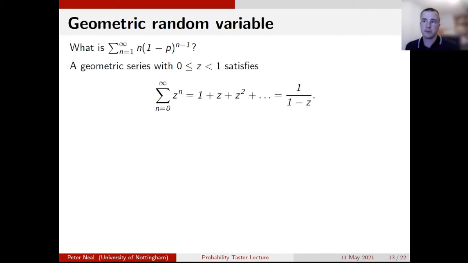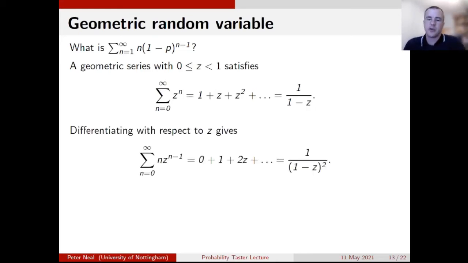So if we add up, I'm going to start here at 0. We start the sum 0 to infinity of z to the power n. This is equal to 1 plus z plus z squared, and so on. And we can show that this is equal to 1 divided by 1 minus z. This is why we want z to lie between 0 and 1. It will actually extend to z being between minus 1 and 1, but as I say, I'm just interested in the case where z is positive.